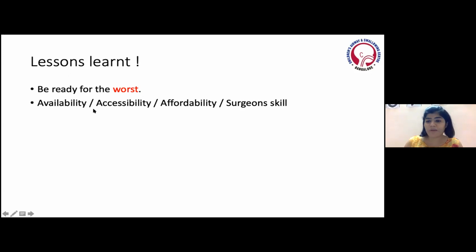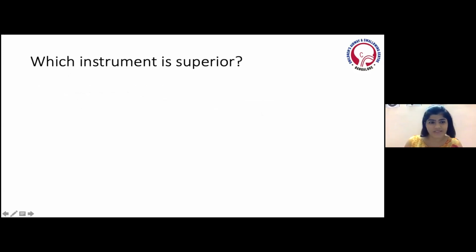Then there is the availability of your resources, the accessibility of the instruments, and the affordability for the patient. If we had used the laser there, the bill would have gone a little higher, but we used the cold cut instruments to cut short the bills. So affordability for the patient, and then most importantly, the surgeon's skill.